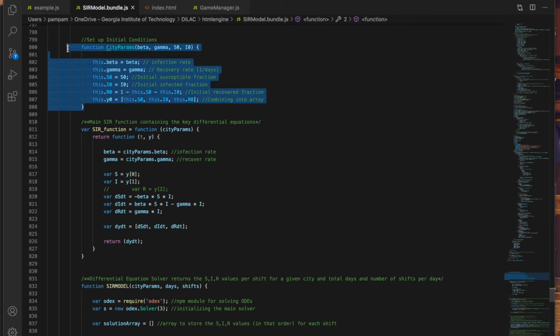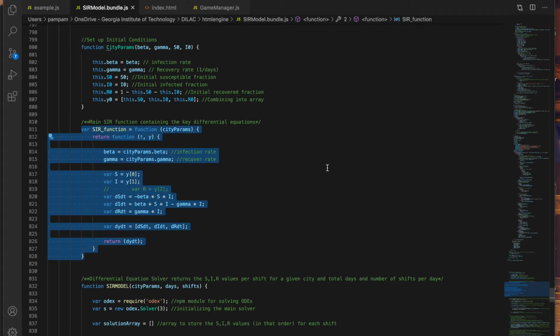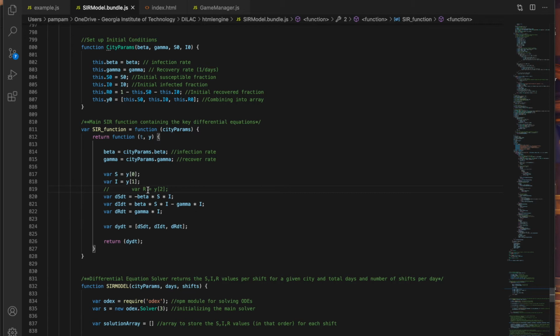Lines 800 to 808 have a function called cityparams, which sets up the initial conditions or parameters for a given city. That includes beta, which is the infection rate, gamma, the recovery rate, S naught, the initial fraction of people who were susceptible to COVID, I naught, the initial fraction of people who were infected, and it uses those two to calculate the initial number of people who have recovered or are otherwise not susceptible to the virus. The functions from lines 811 to 828 set up the three differential equations using beta and gamma.